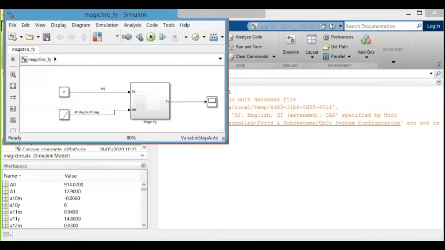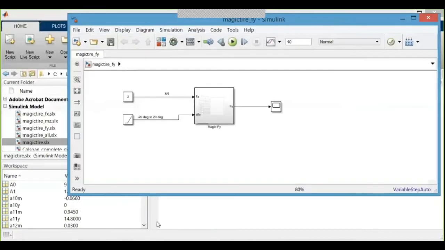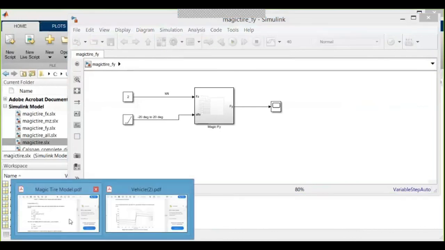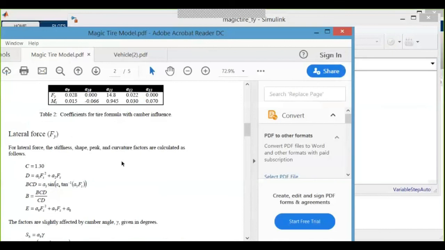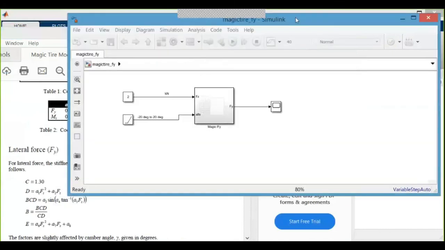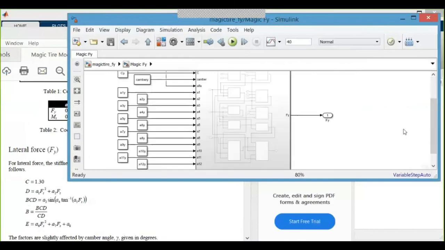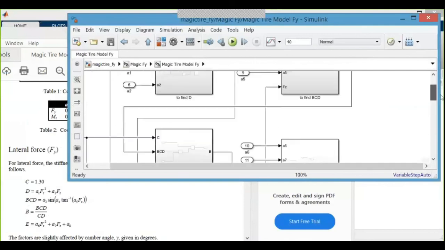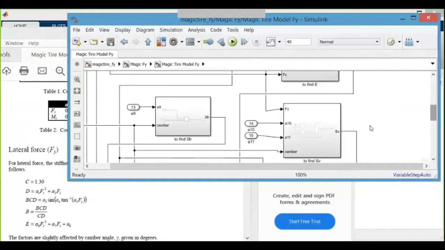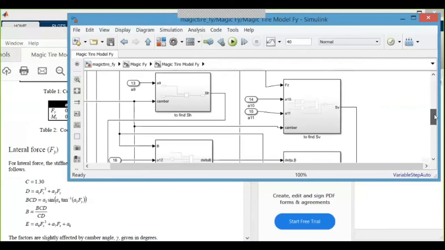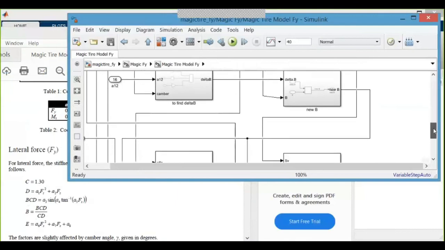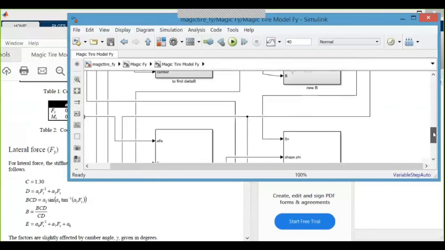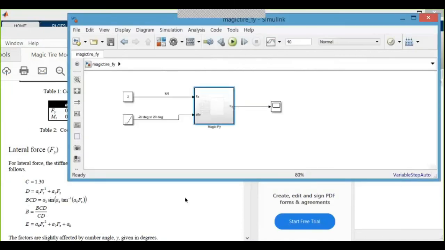So this Fy is based on the Magic Tire equation from the notes. Inside here, you can see so many equations: to find D, to find BCD, to find B, to find E, to find SV, to find SH, delta B. Even new data will be already here.